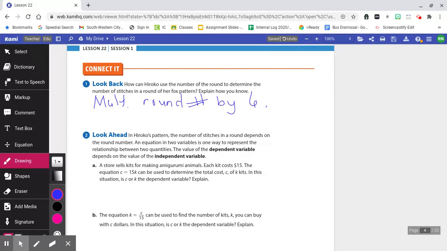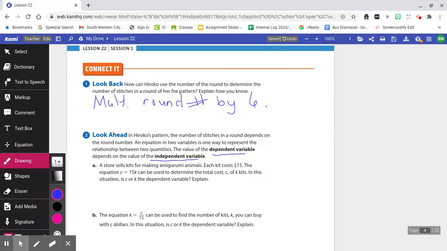And number 2, look ahead. In Hiroko's pattern, the number of stitches in a round depends on the round number. An equation in two variables is one way to represent the relationship between the two quantities. The value of the dependent variable depends on the value of the independent variable. This is going to be really important to understand. So what depends on what? Do the number of stitches depend on the round, or does the round depend on the number of stitches? We're going to be thinking about situations like that.